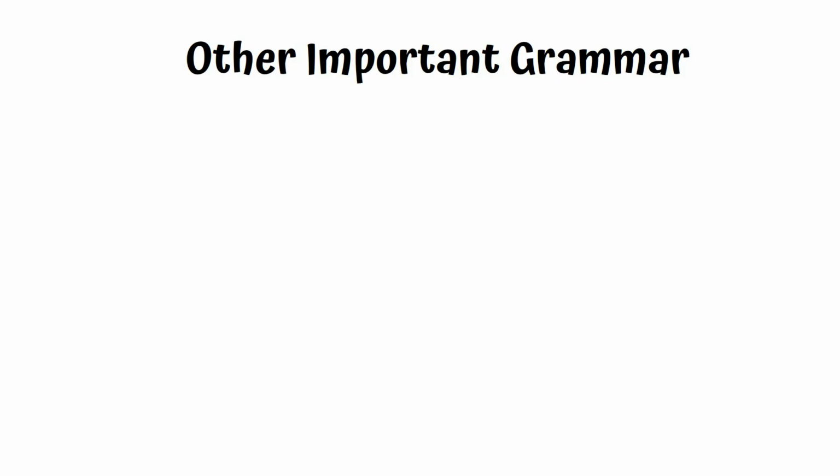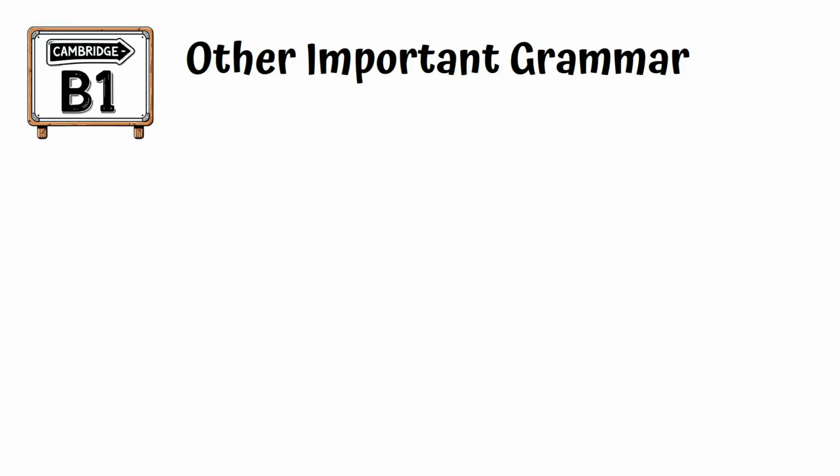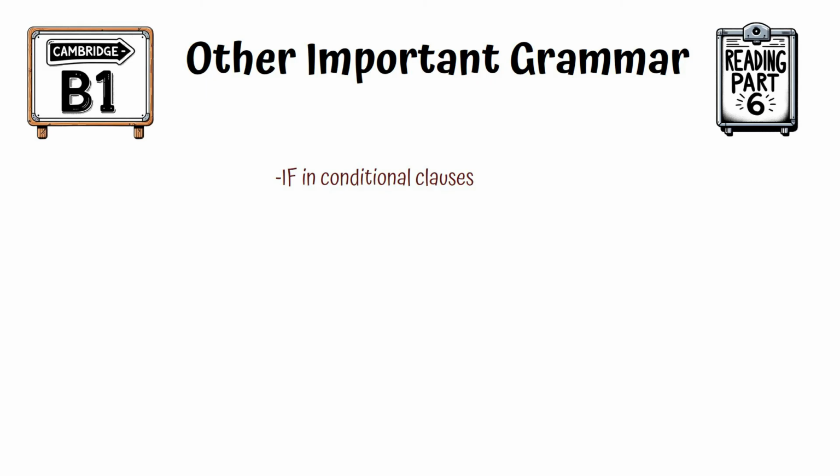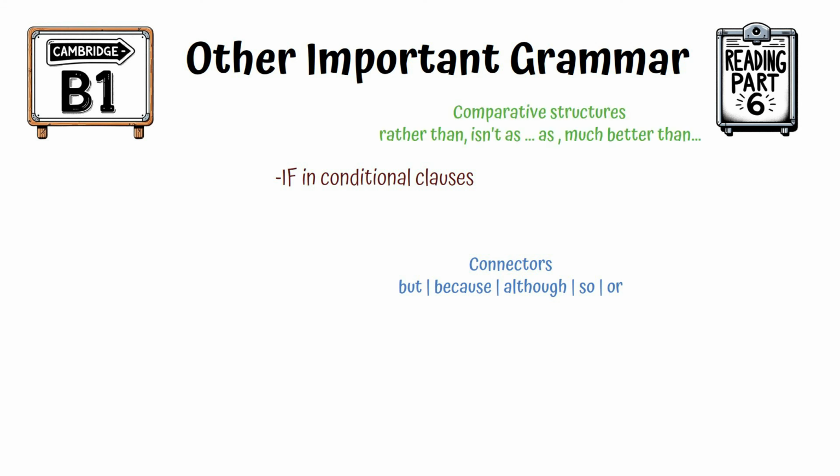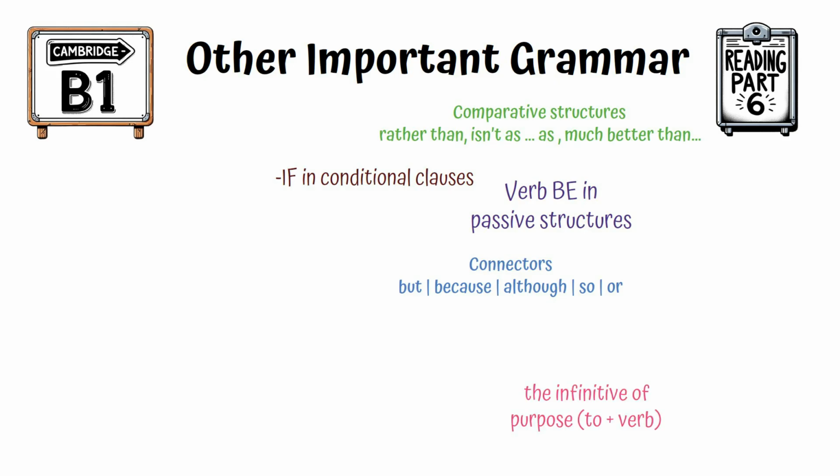Now, before I go, let me leave you with other important grammar that may appear in the Cambridge B1 Reading Part 6 activity. The use of if in conditional clauses, connectors like but, because, although, so, and or. Comparative structures like rather than, isn't as, much better than. The verb be in passive structures. The infinitive of purpose. Question words like what, how, and when.